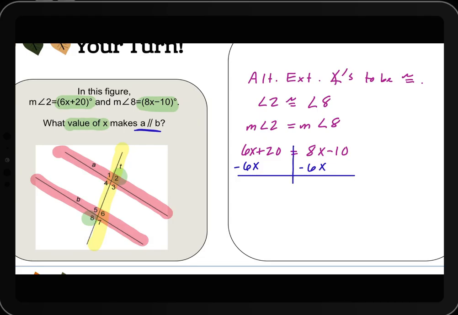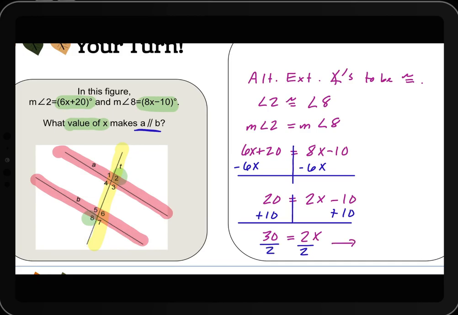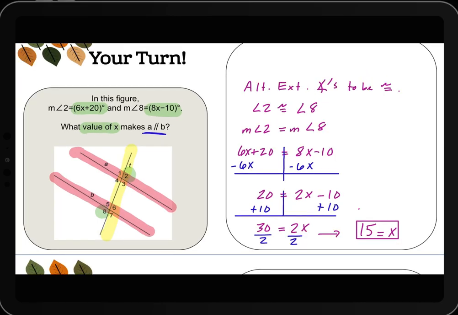And when we do that, we end up with 20 equal to 2x minus 10, where we can now add 10 to both sides. And again, here we end up with 30 equal to 2x, where we can finally divide both sides by 2. And we end up with our value for x. X is going to equal 15. So if we want those two lines to be parallel to each other, we need to make sure that x is 15. Otherwise, they would not be.